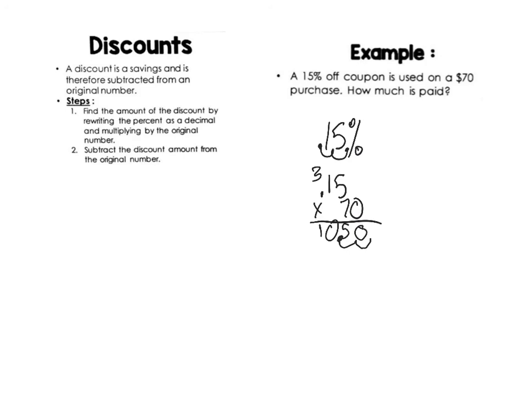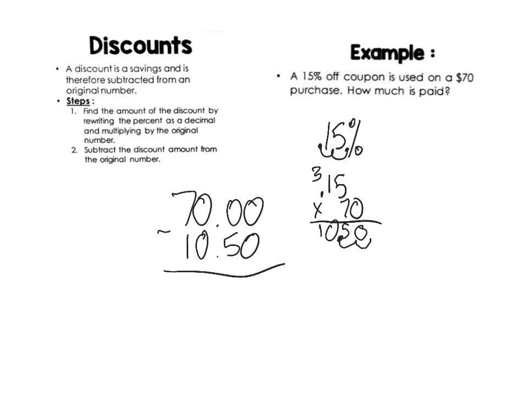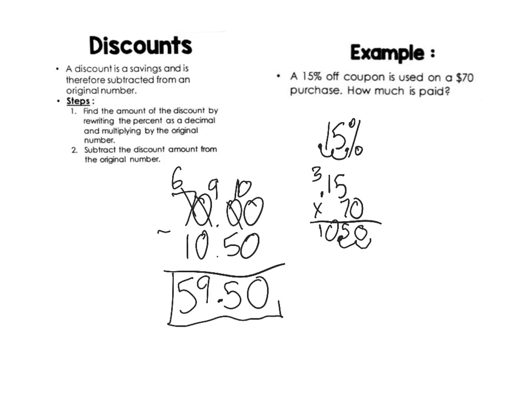So now we need to do the last step and subtract the discount from the original number. So we have $70, and we subtract $10.50. Now let's add the decimal in place value. Now let's subtract. 0 minus 0 is 0. 0 minus 5 we can't do, so we have to borrow. This is going to become 10. This is going to become 9. This is going to become 6. 10 minus 5 is 5, decimal. 9 minus 0 is 9. 6 minus 1 is 5. So the new price is $59.50.